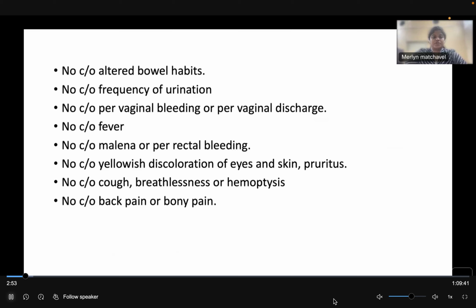She did not give any history of any altered bowel habits. She did not complain of frequency of urination. There was no complaint of pervaginal bleeding or pervaginal discharge. She did not give any complaint of fever. She had no history of melena or perrectal bleeding. No yellowish discoloration of eyes and skin or pruritus. No complaint of cough, breathlessness or hemoptysis. And no complaint of back pain or bony pain.